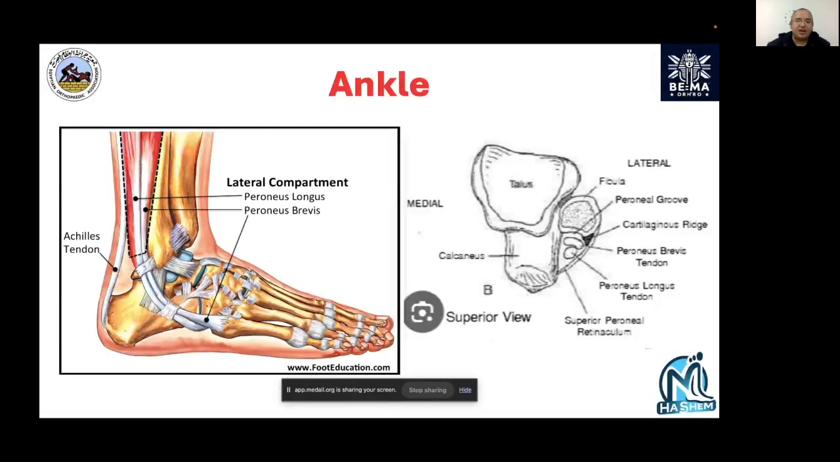Remember that the tib ant is countered by the peroneus brevis and the tib post is countered by the peroneus longus. Tib ant is countered by peroneus brevis and tib post is countered by peroneus longus.